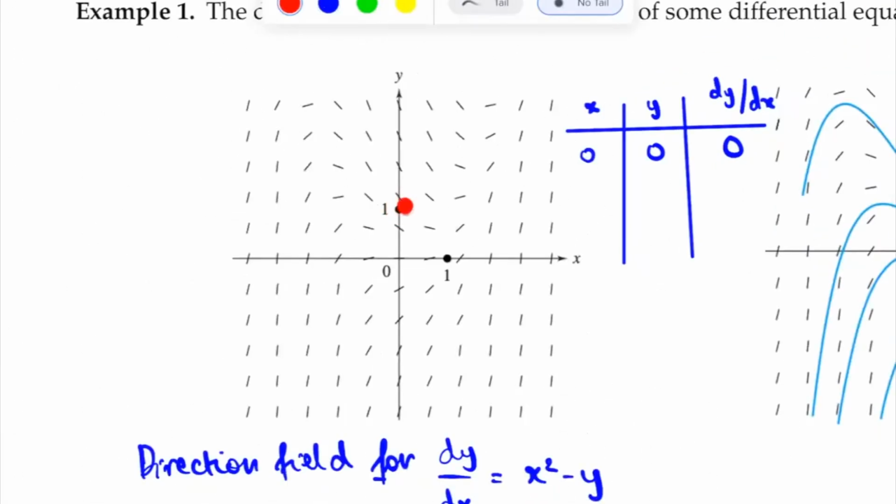Or if you consider this point right here, x equal to 0, y equal to positive 1, then dy/dx is 0 minus 1. Right? That is a negative slope. So at this point, you have the slope look like this. It's sliding down a little bit, pointing downward from left to right, indicating that that is the negative slope. And you do this for a bunch of points on the xy plane.